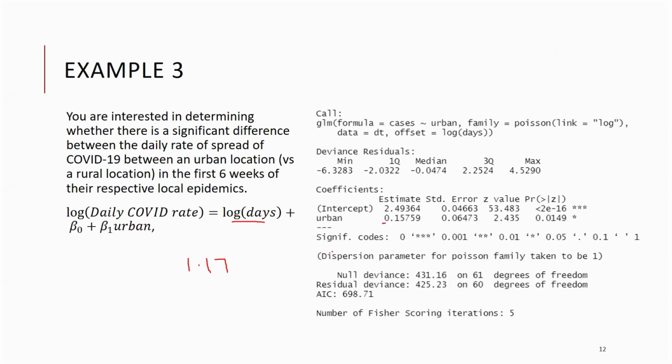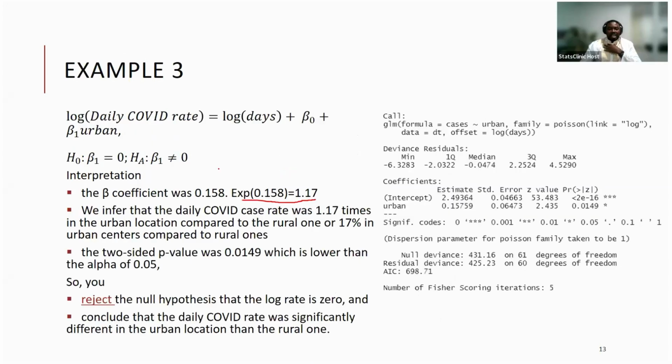Okay, understood. Let me take that again. If the exponent is less than 1, you subtract it from 1. You say 1 minus 0.86, like we saw earlier. But if the exponent is more than 1, we don't subtract. We just say that the daily COVID case rate was 1.17 times in the urban location compared to the rural one.